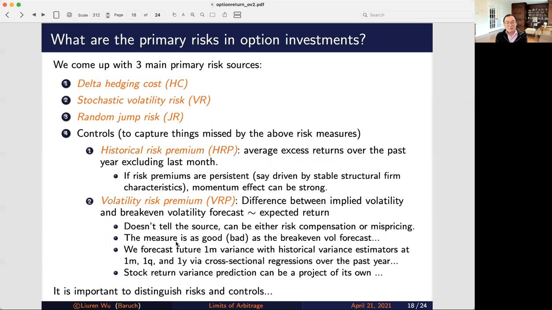The other one is more like a valuation, right? If implied vol is like the price, and you forecast the break-even volatility, that difference is a forecasted risk premium, right? So these two don't really give us the reason why there is a premium, but I'm trying to use them as control variables to absorb things that we don't capture through our three risk measures.